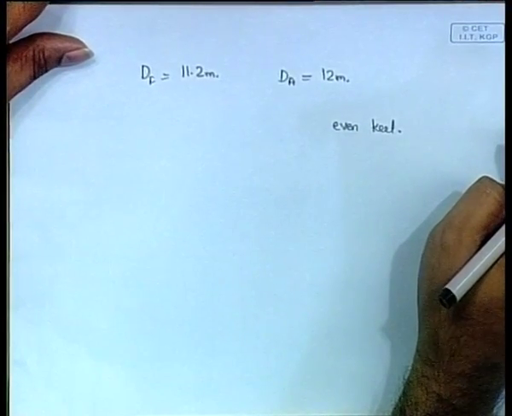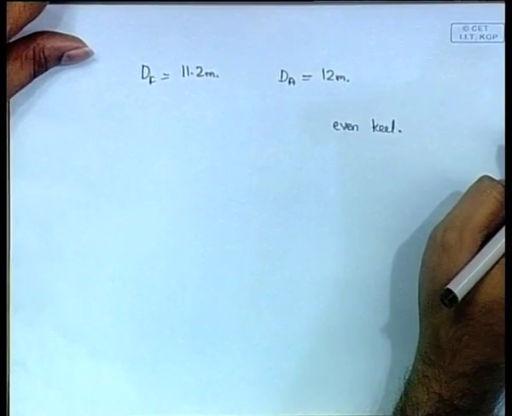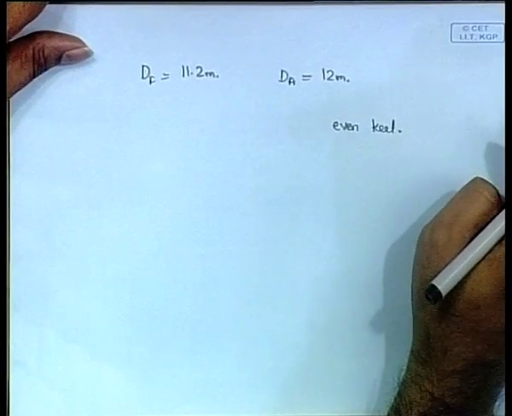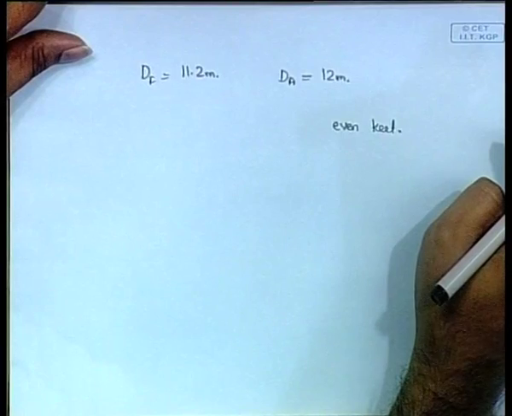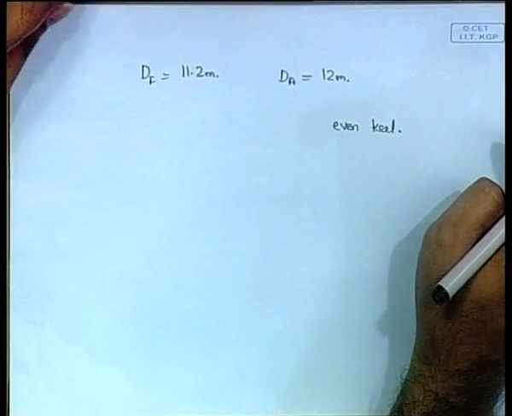As the name itself you can guess, it is even keel, you have trim equal to 0. So, if the vessel is to enter a port at even keel, find the amount of ballast water which needs to be transferred from a double bottom.